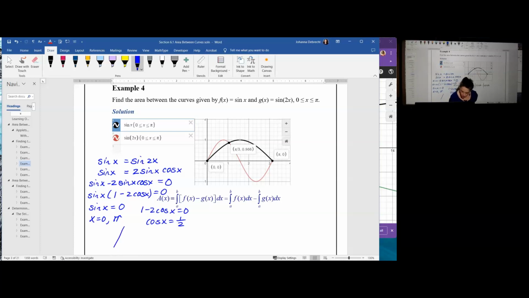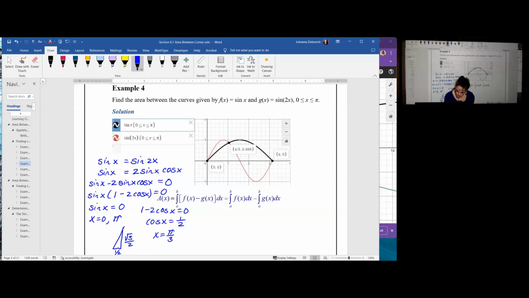Remember, you can always draw the triangle to make sure that you have it right. This side would be root 3 over 2, and this side would be 1/2. That angle must be pi divided by 3, or 60 degrees. Note that in calculus, our formulas are set up for radians. We always do the calculus with radians. Now that we know the 3 places where the graphs intersect, we can set up the 2 integrals. We're going to integrate from 0 to pi over 3.